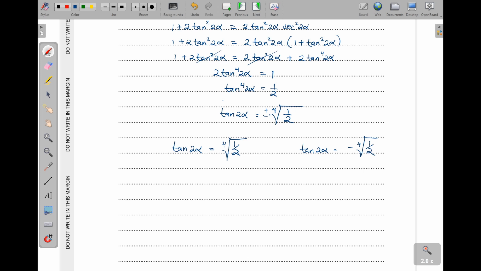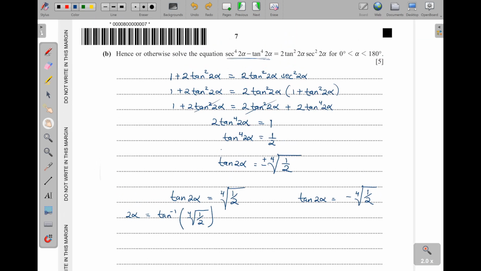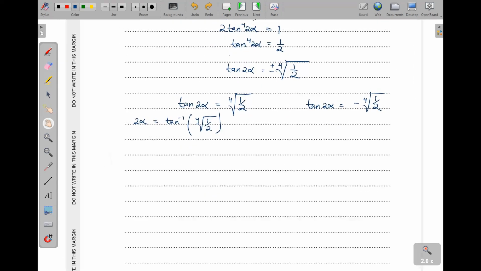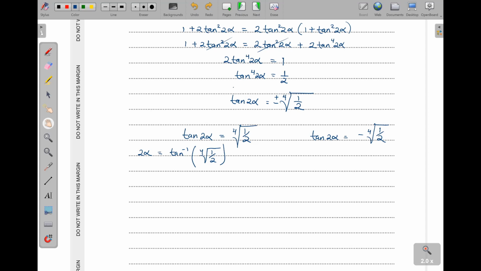Now, that means that our 2 alpha is going to be the arctan of the fourth root of 1 over 2. So since the domain was given in degrees, that means your calculator should be in the degree mode, okay? All right, now we can get our calculator. Actually, our x here, I mean, the alpha is going to be a half of the arctan of this.